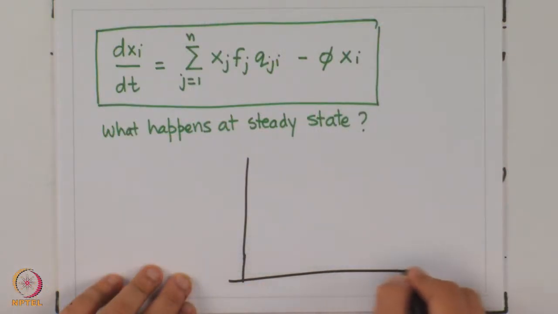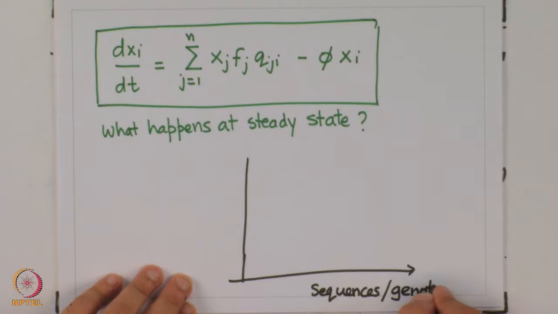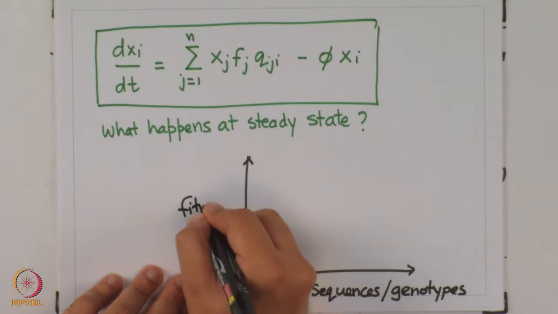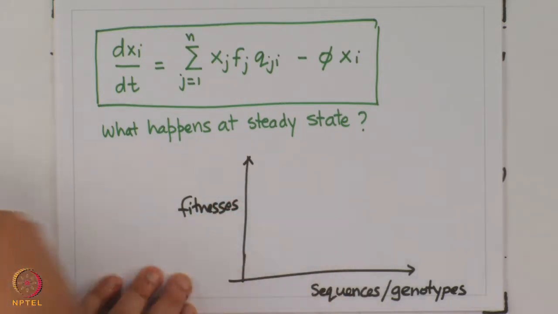To understand that, and these are nonlinear equations whose solution is not so trivial, we are going to use our intuition a little bit to try and understand what happens at steady state when we are talking of these systems. So, let us draw a fitness landscape where these n sequences are represented. We have these sequences or genotypes, and these are the corresponding fitnesses of each of the n genotypes.